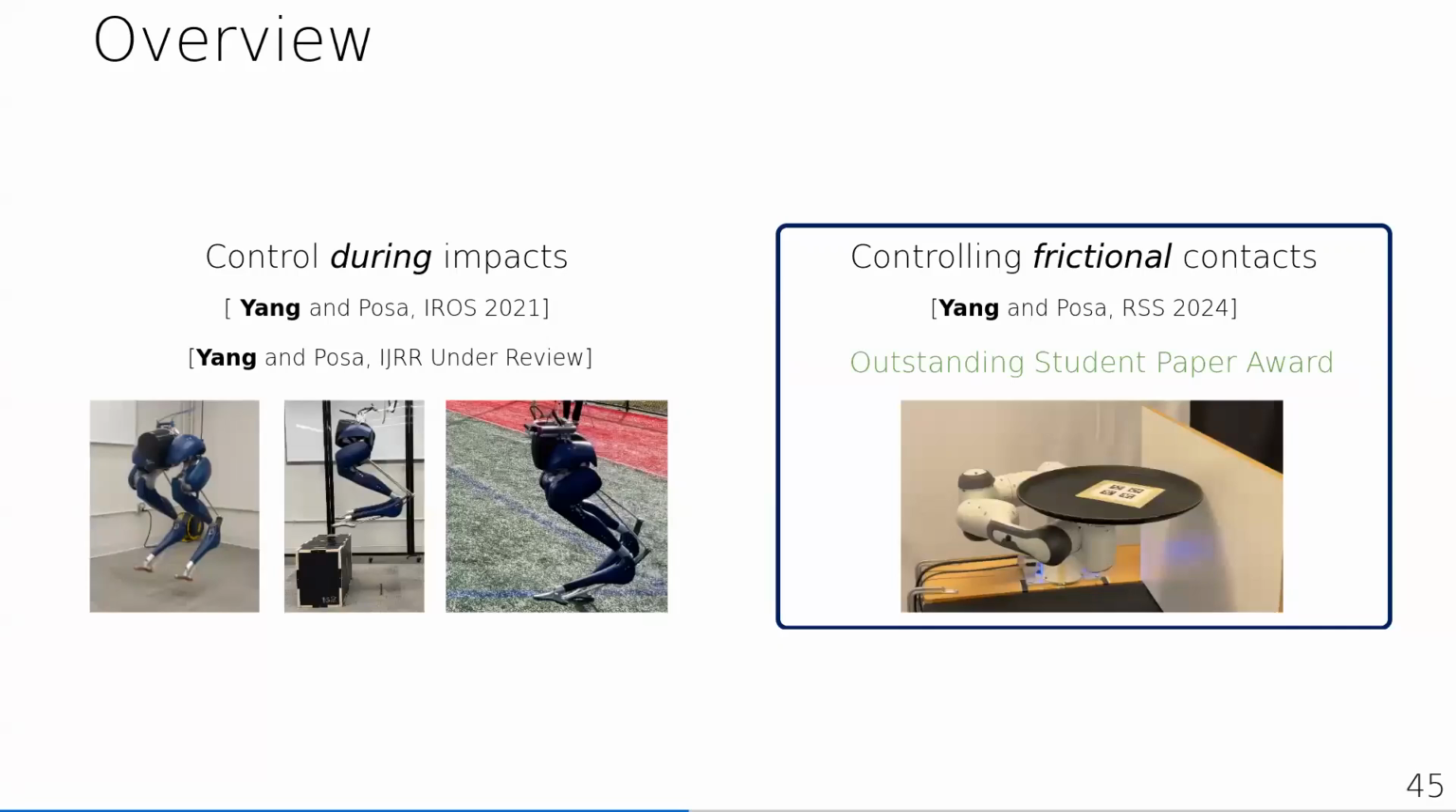Okay, we just talked about how we confronted the challenges for control during impacts and developed a method for jumping and running. Now we're going to move on to robot manipulation and talk about work on controlling frictional contacts. I recently presented this work at RSS and it received the Outstanding Student Paper Award.